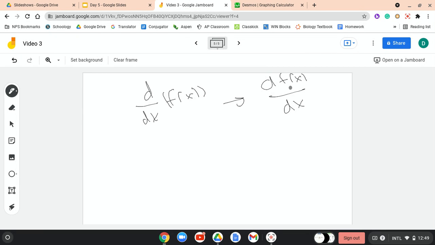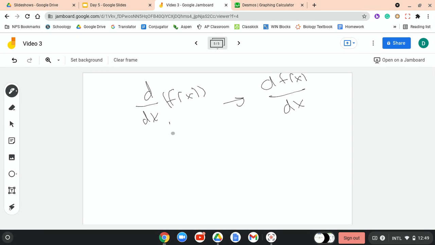Let me backtrack. I know that sounds confusing. When you write it like this, you're not multiplying d dx by f of x. The only reason we write it like this is because it looks like if you were to multiply f of x by d over dx, you would get this form, which looks like the derivative. So that's why we write it like this. But in reality, you're not multiplying d over dx by f of x.